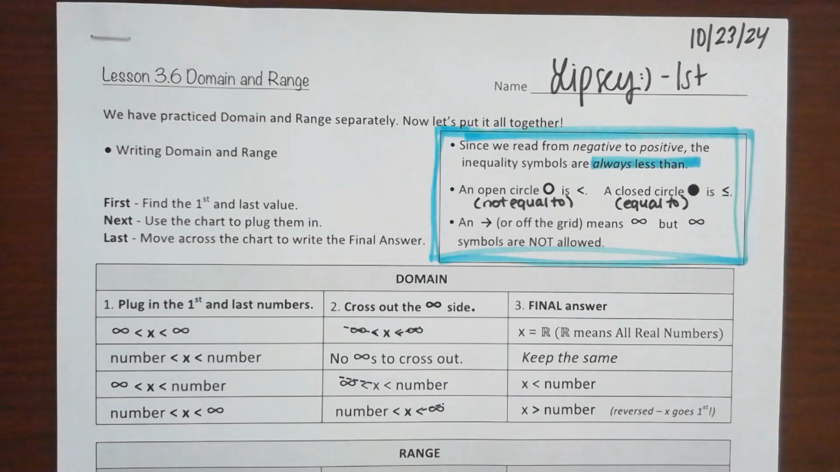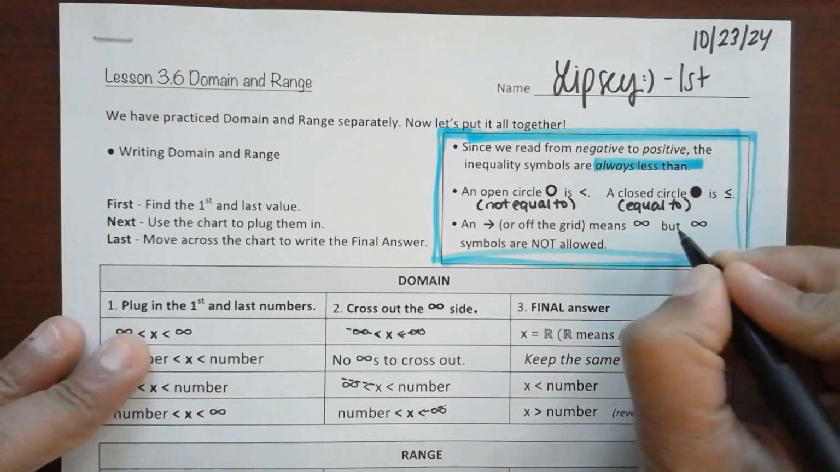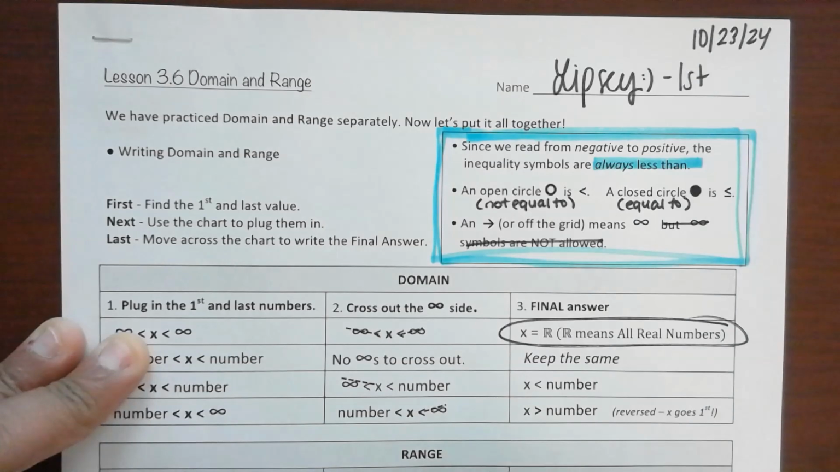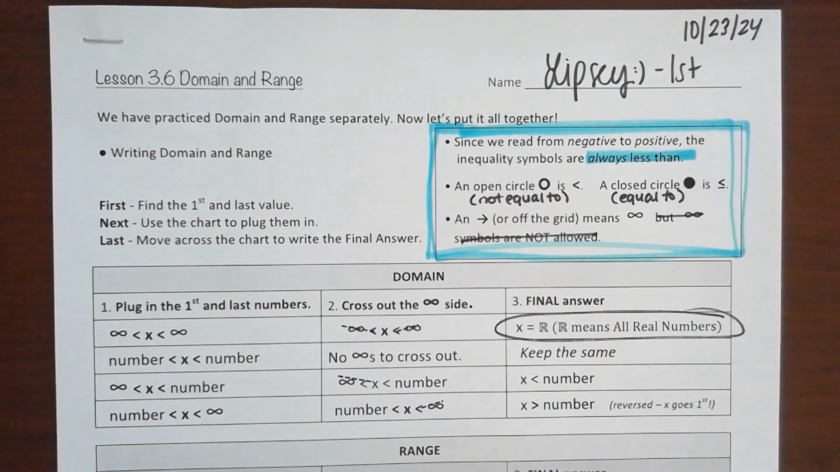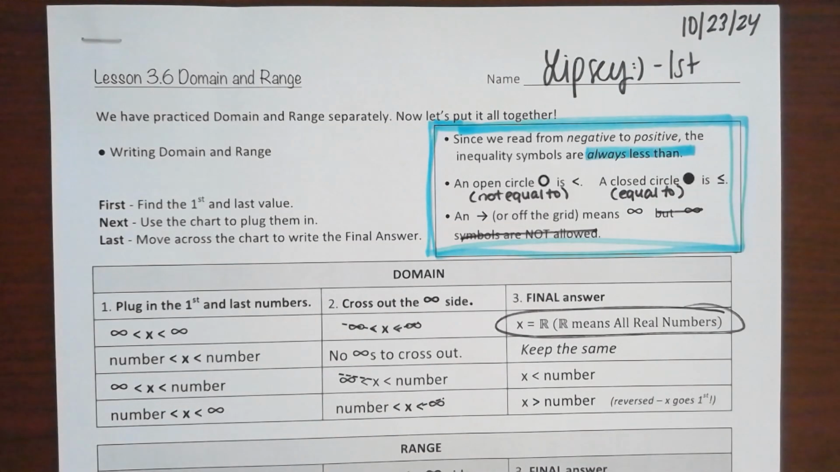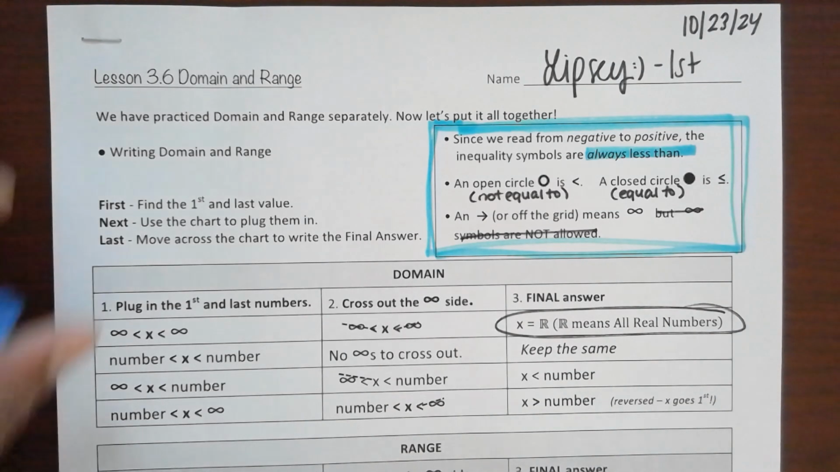The arrow or off the grid means infinity, but infinity symbols are not allowed. I don't agree with that. We just use this right here. But we do use infinity symbols in inequality and in interval notation in Algebra 1. So that's the biggest things. We use this when it's all real numbers, meaning that there's a going towards a negative and a positive infinity. Any questions? Okay, we're jumping straight on in.